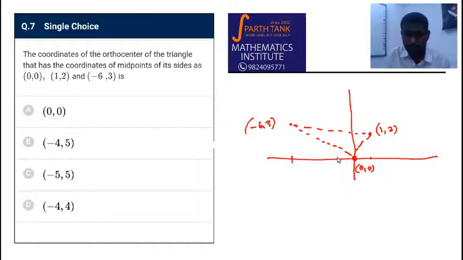So the actual triangle should be like, if I were to draw, how would I put it? So for this point to be the midpoint, I will need two sides, one here and one here, and there will be a side here. So this solid line is the actual triangle, let us say.